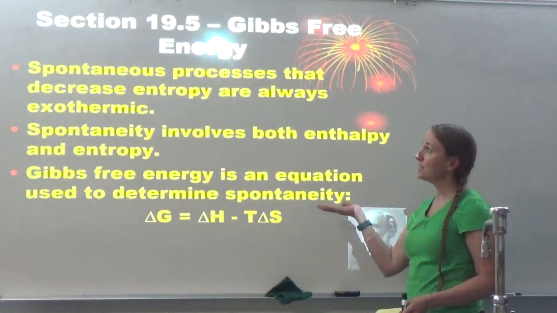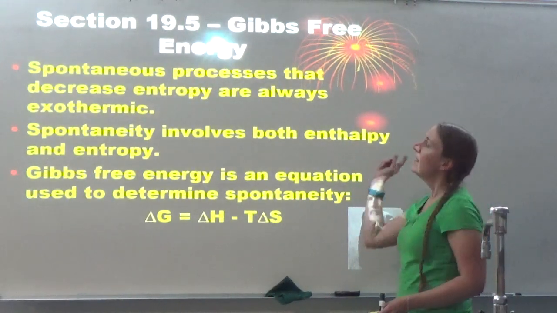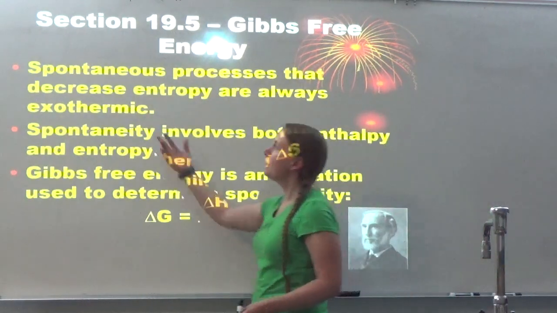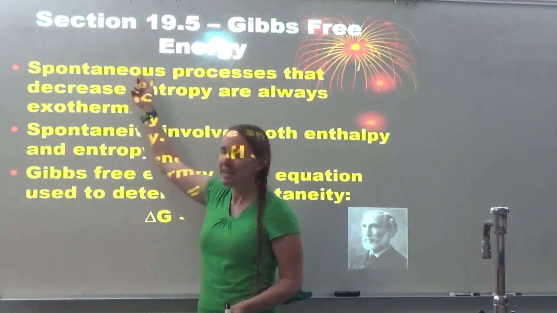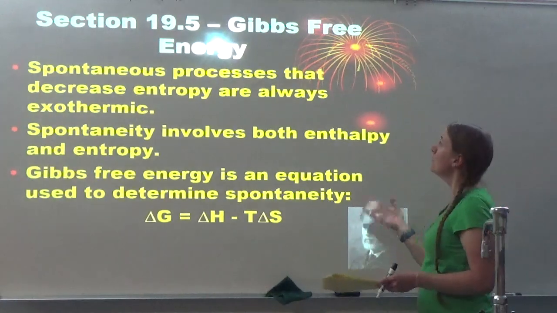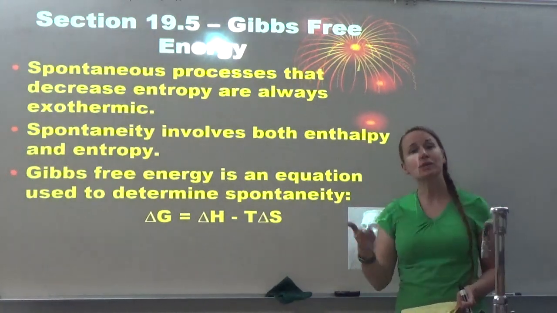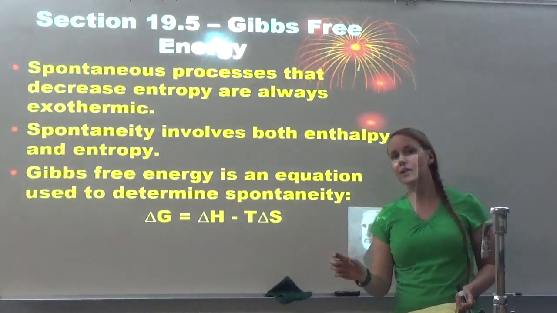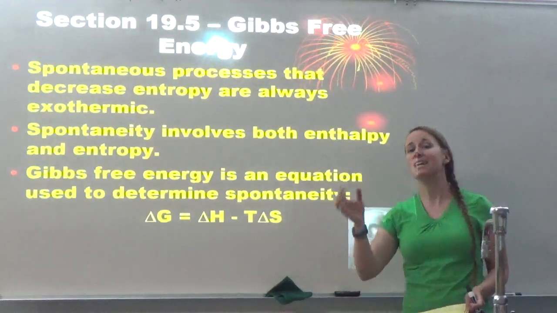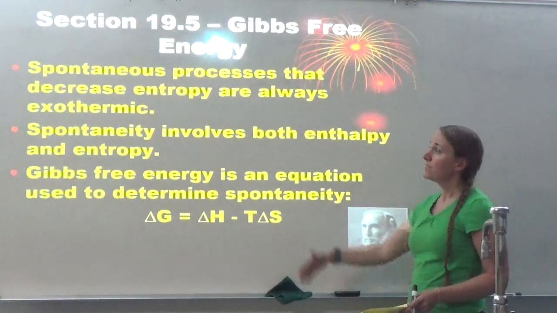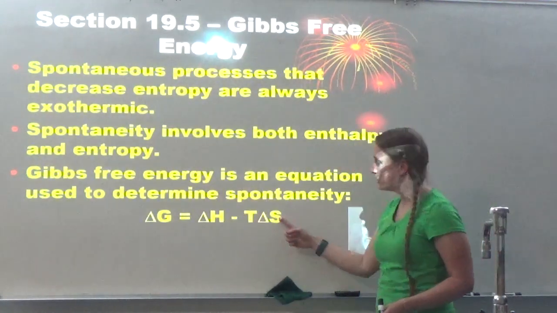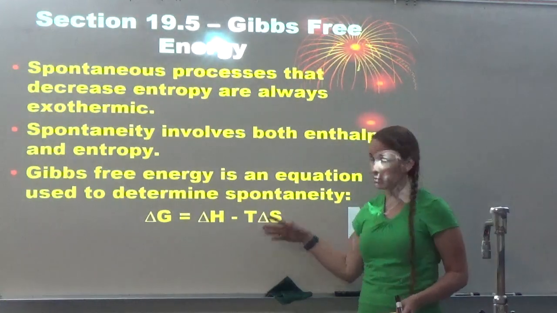So spontaneous processes, remember, thermodynamically favorable, that decrease entropy are always exothermic. So y'all, if it's unfavorable to decrease entropy, but yet it's spontaneous, that means it has to at least be favorable with delta H. And the thing you gotta keep in mind is when we're talking about thermodynamically favorable, we want a negative delta H, but we want a positive delta S. And then what you're gonna see in just a second is we want a negative delta G. So spontaneity involves both enthalpy, which is your delta H, and entropy, which is your delta S, and it also involves temperature, which is your T.